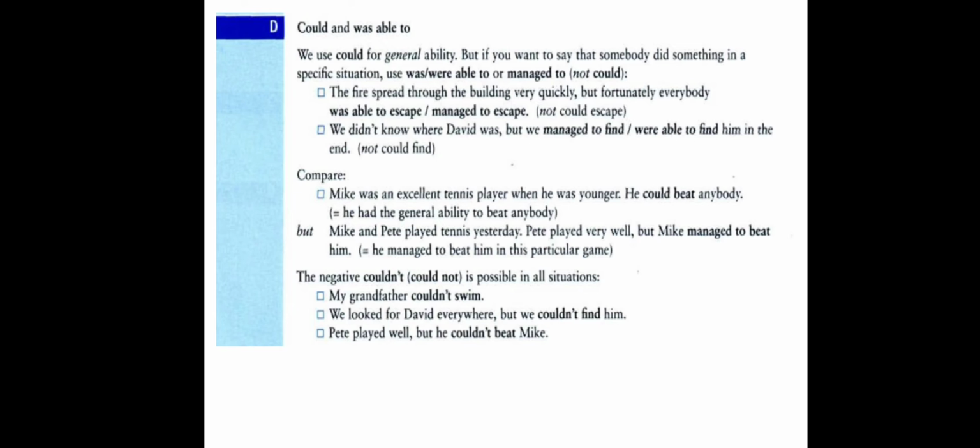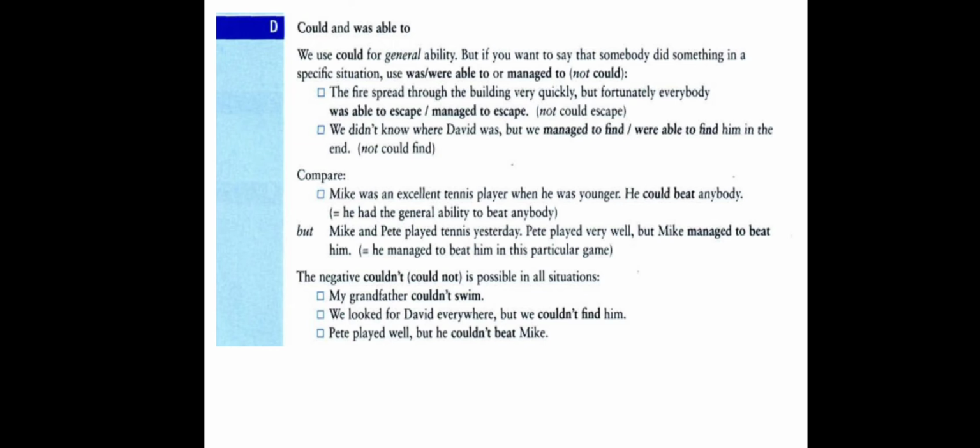Could and was able to. Here is a comparison between can and be able to. We have already spoken about can and be able to in the present. And now we are going to speak about could and was able to. Could is the past of can, and was able to is the past of be able to.